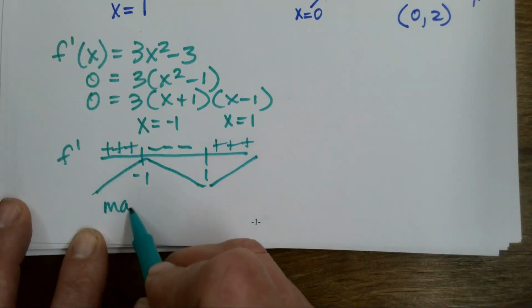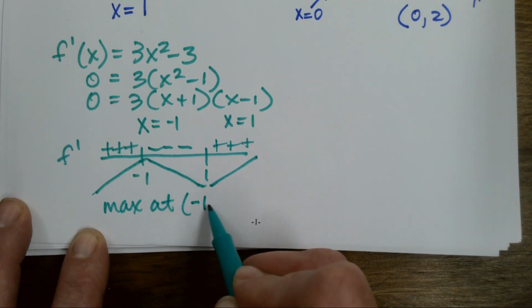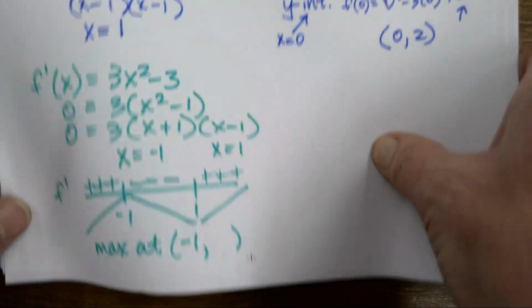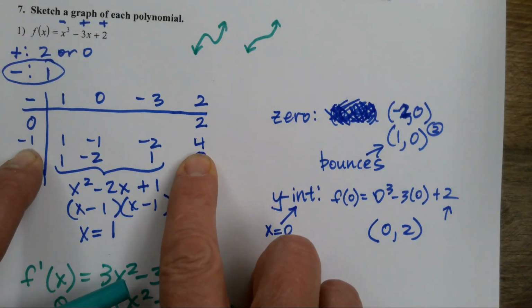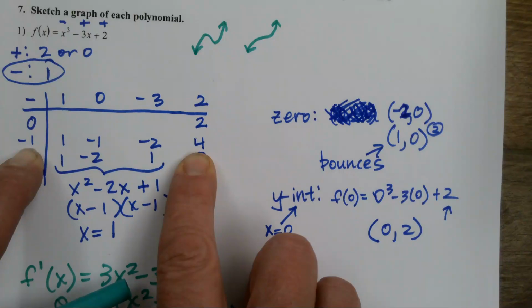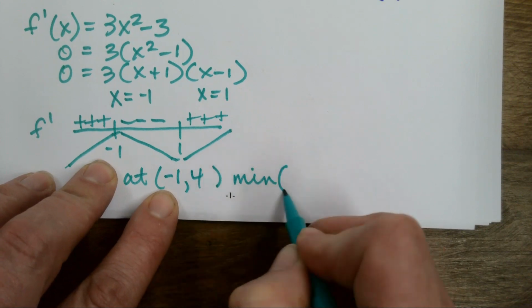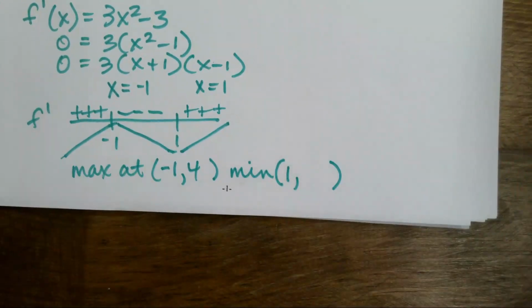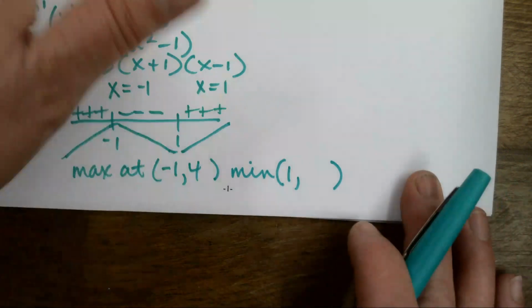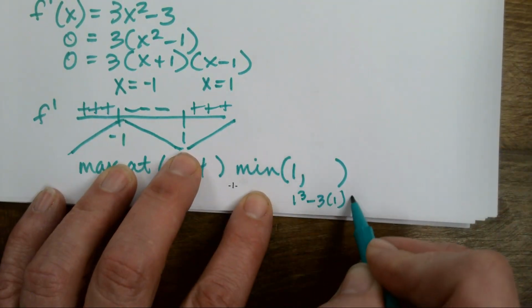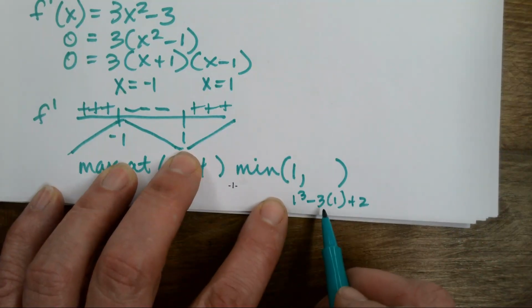So I know I have a max at negative 1 something. Here's the beauty of those tables. I already know what negative 1 is paired with. I don't have to plug it back into the table. I've got that one already. So my max is at negative 1, 4. I did not do a positive table, so my min is at 1 something. I'm going to have to go back and plug that one in. The math isn't too terrible, though. So I can either put it in the table, or I can just do that math. That's 1 cubed minus 3 times 1 plus 2. 1 minus 3, negative 2 plus 2, it looks like 0.